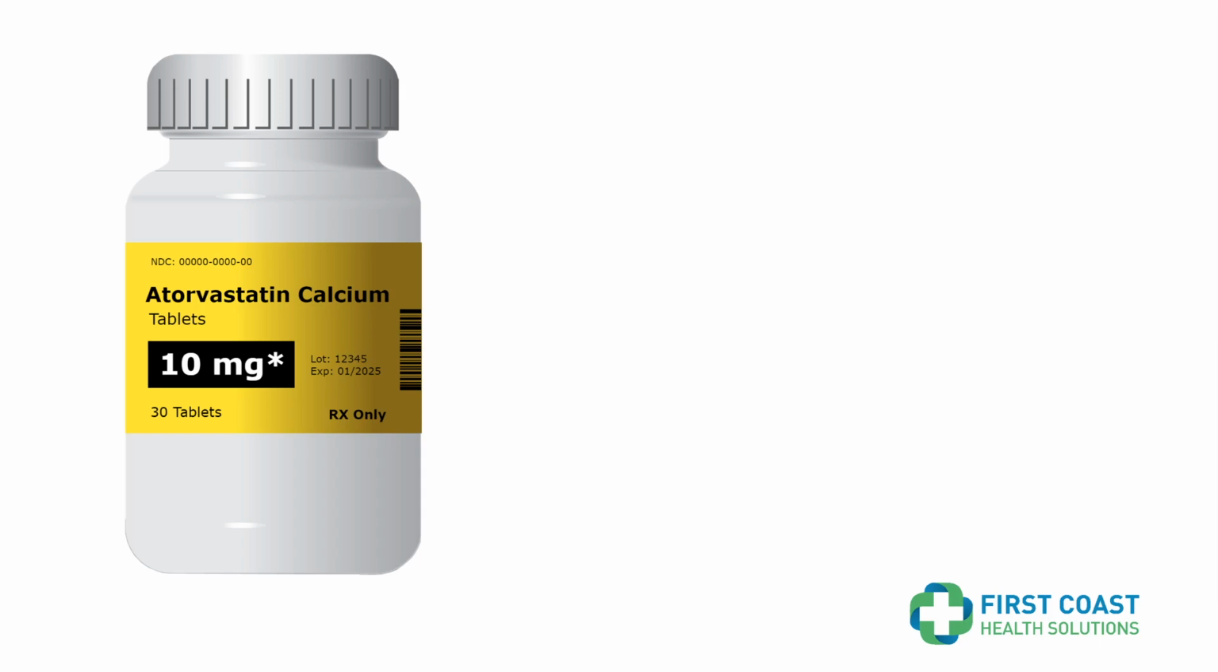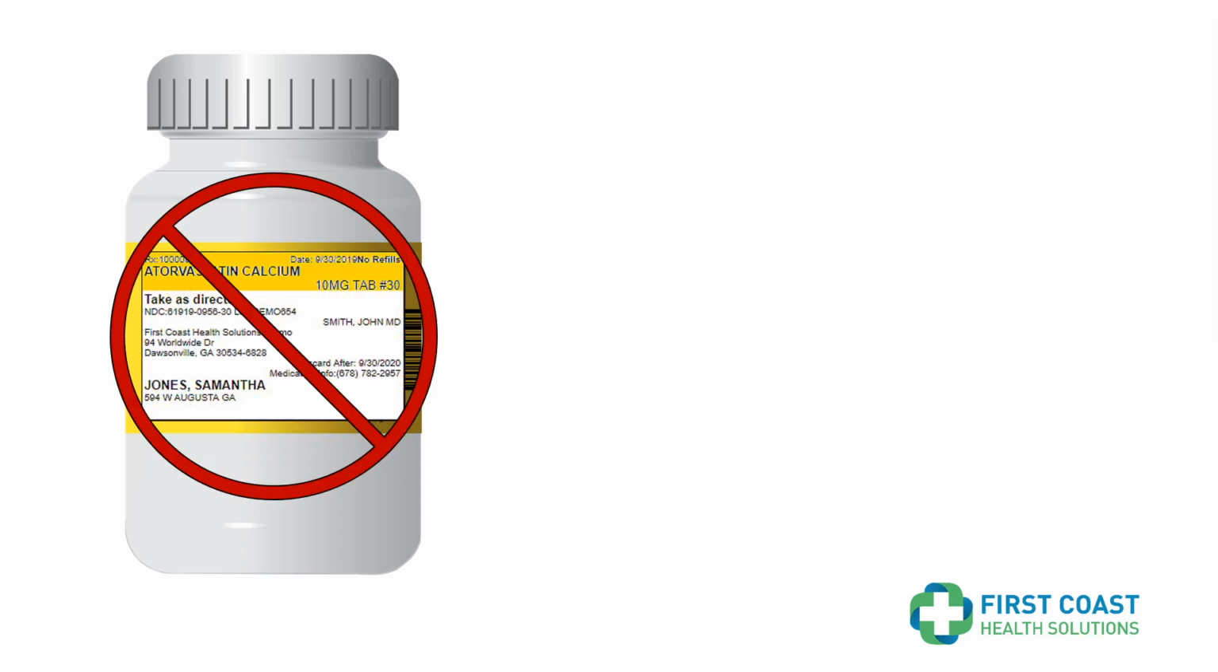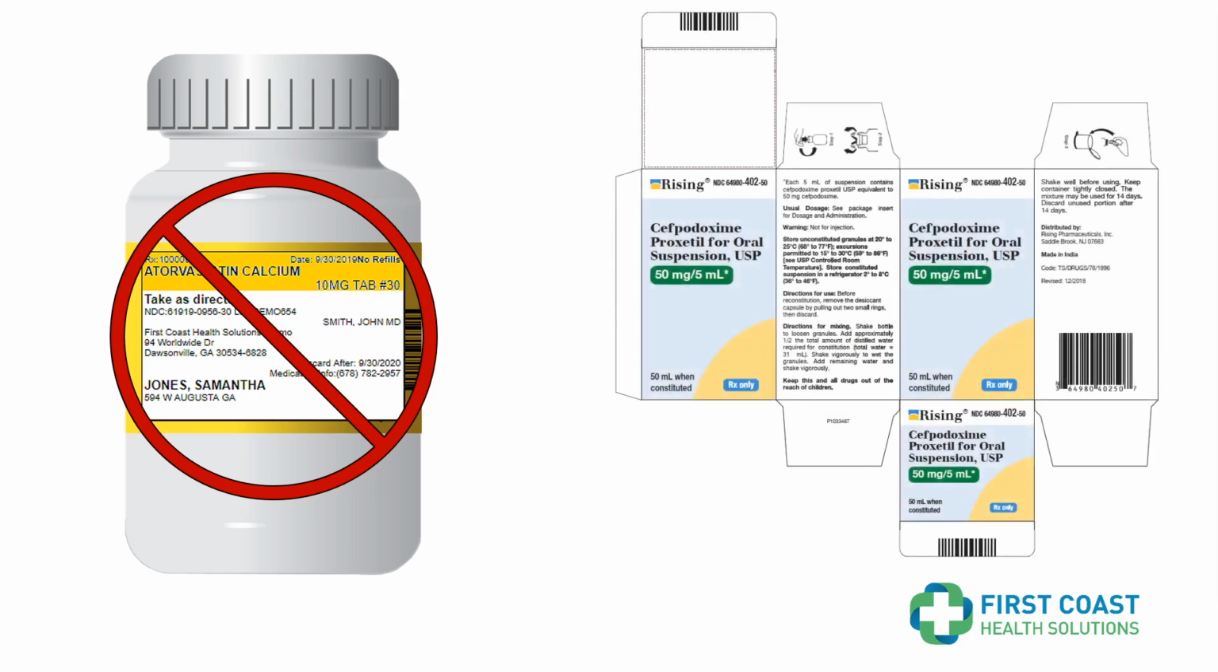When placing the label on the bottle, be sure not to cover up any existing label information. Many packages, such as powder suspensions, contain specific instructions on how to mix the medication and should be kept visible. So look for an area on the package to place the label that won't obstruct these details.